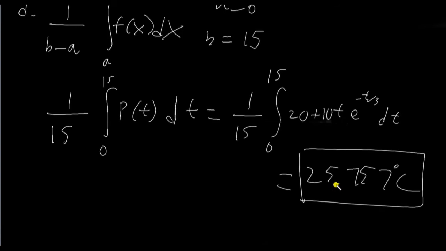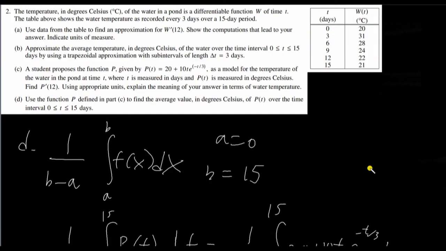As for points, this is a 3-point question. 1 point for including the 1 over 15 and the bounds from 0 to 15. Another point for taking the value of p of t and plugging it into the integral. And the 3rd point for the correct answer. That was question 2. Now let's look at question number 3.